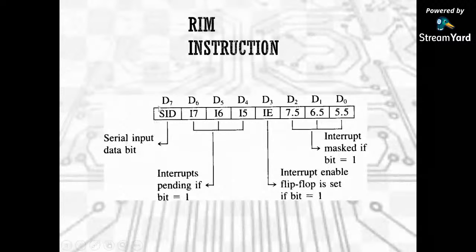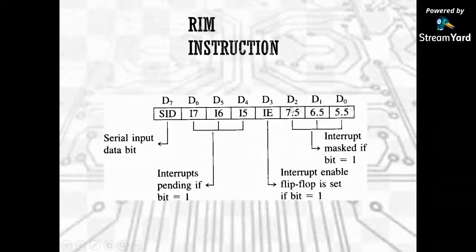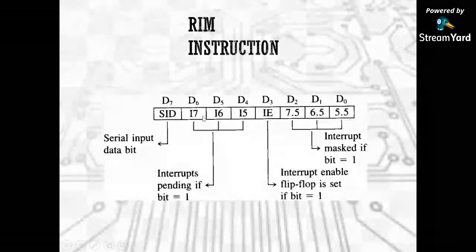Serial input bit will be placed into the most significant bit, and the least significant bits D0, D1, and D2 are the interrupt mask. Yeah, you can put it into high signal if you desire to enable one of those interrupt masks. Interrupt enable, this is the flip-flop used if the bit is 1. This one is interrupt pending if the bit is 1. Okay, so this is the control instruction.